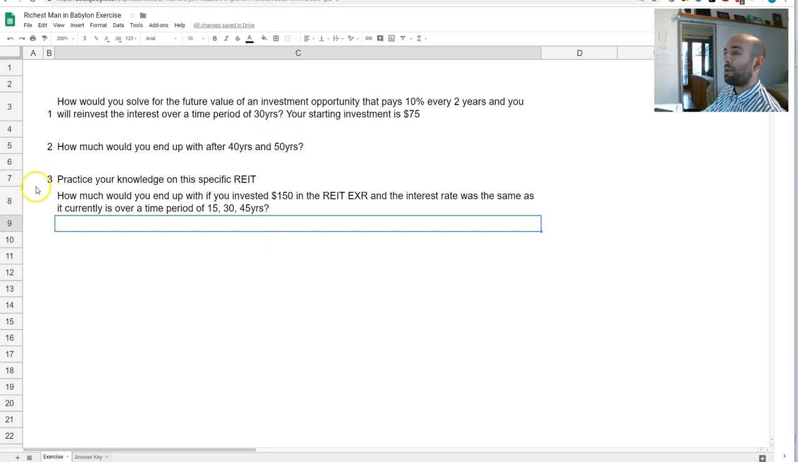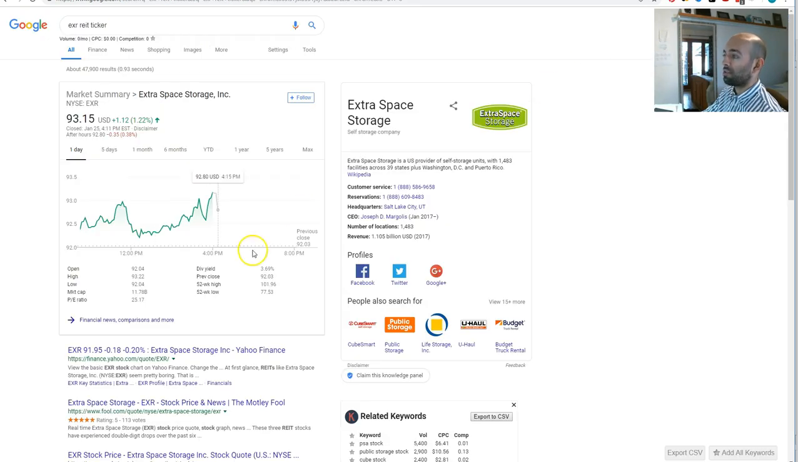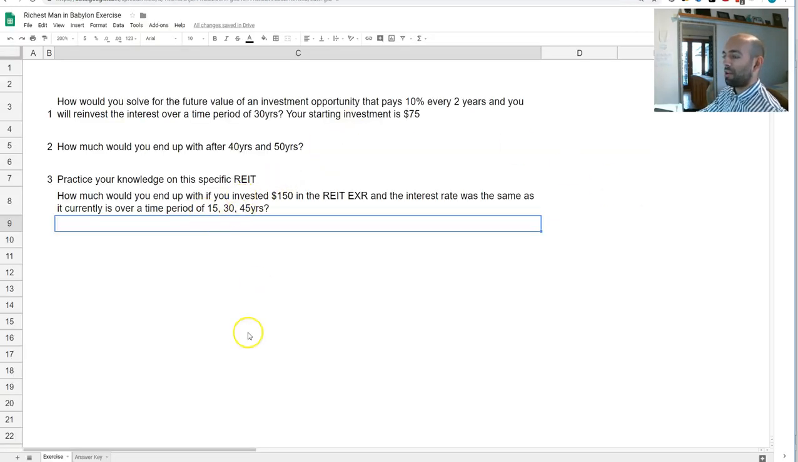And now practice your knowledge on this specific REIT, which is EXR. It's a self-storage REIT. Let's say you invested $150 today and the interest rate was the same as it currently is over a time period of 15, 30, and 45 years. Now, currently, the interest rate on this is a dividend yield of 3.69%, but when you're watching this video, it could change, so your answer might be different, but you can just see how I did it in the answer key down here.